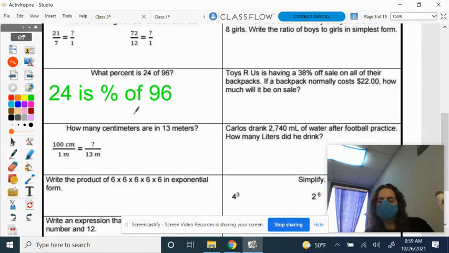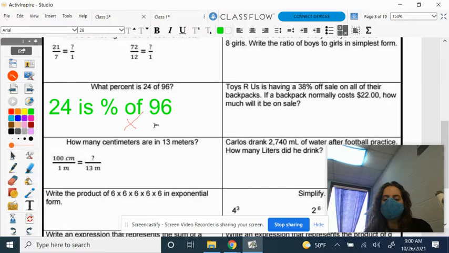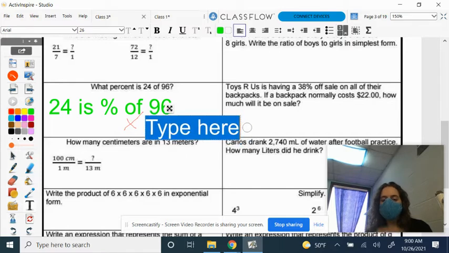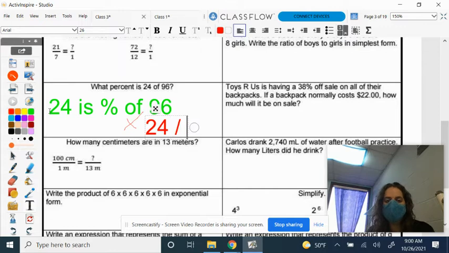What does of mean? Raise your hand. What does of mean, Taylor? Of means to multiply. Can I multiply a percent sign times 96? Nope. So if I can't multiply, I'm going to divide. When I divide, remember you can use your calculator on this. What do I start with? Do I start with the part or the whole, Casey? You start with the part, so 24 divided by 96.